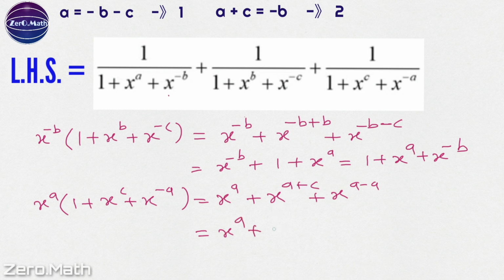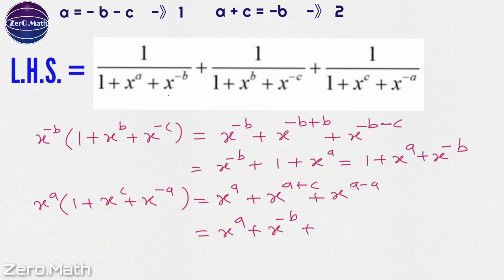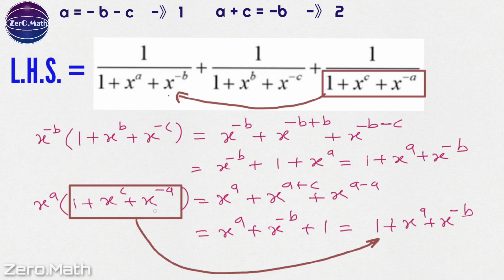A plus c is minus b. So we can write it as x to the power minus b. This is as per equation number 2. Plus x to the power a minus a. So a minus a is 0, and anything to the power 0 is 1. If we rewrite, we will get 1 plus x to the power a plus x to the power minus b. Now you can see we have converted term 3 also into term 1.